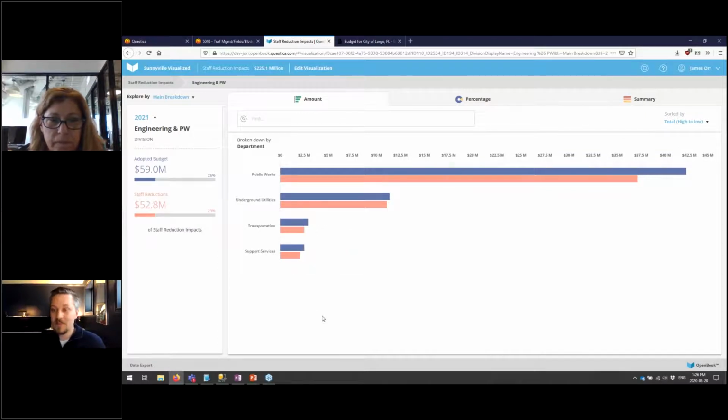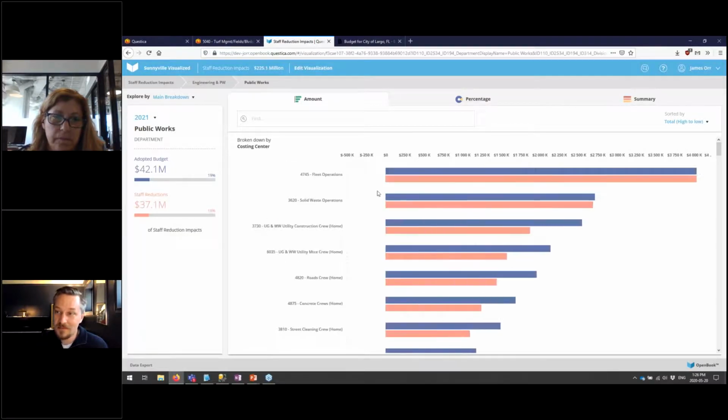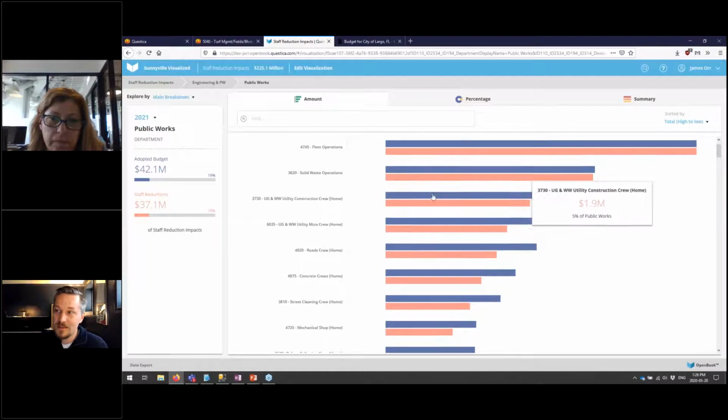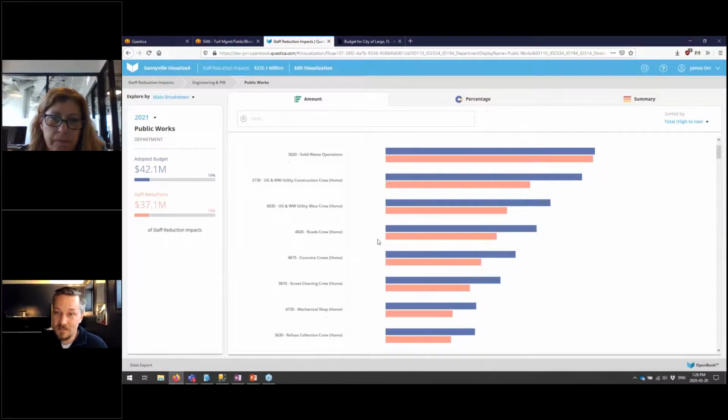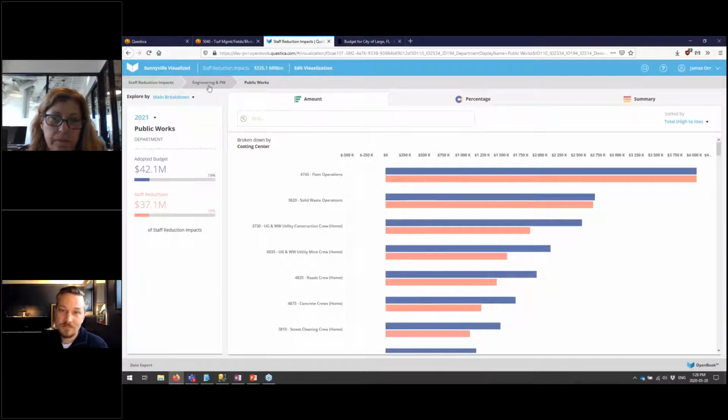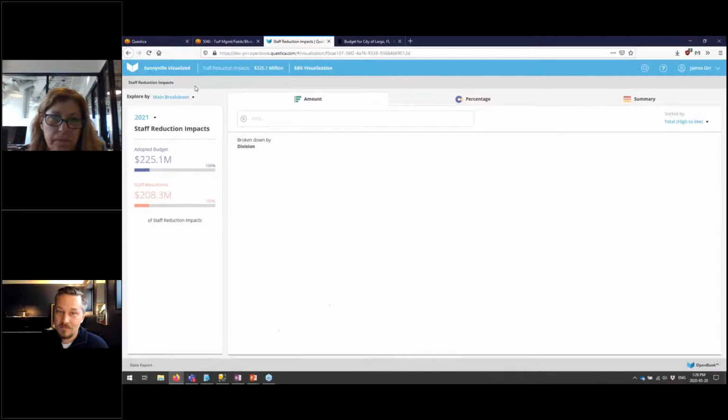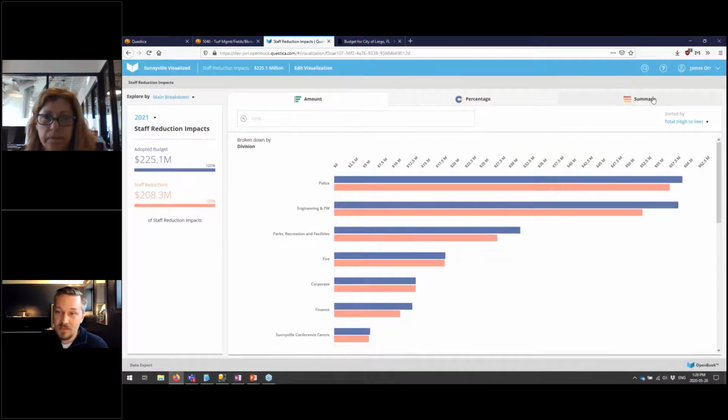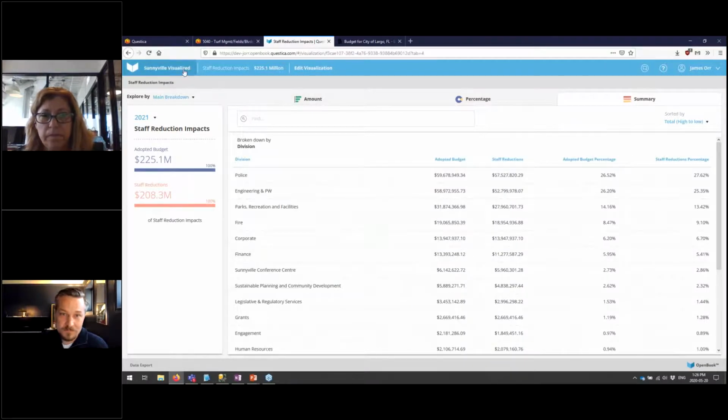So we've gone from a big wall of numbers to a very user-friendly environment where users can figure out that if they click on something, it takes you down to the next level. And so public works, and then you see, okay, it looks like there were no changes in fleet operations, but some of this construction activity has come way down. And we have the ability to just see the raw numbers too.